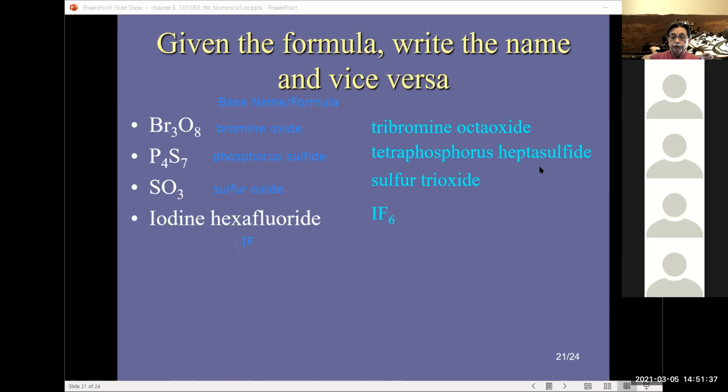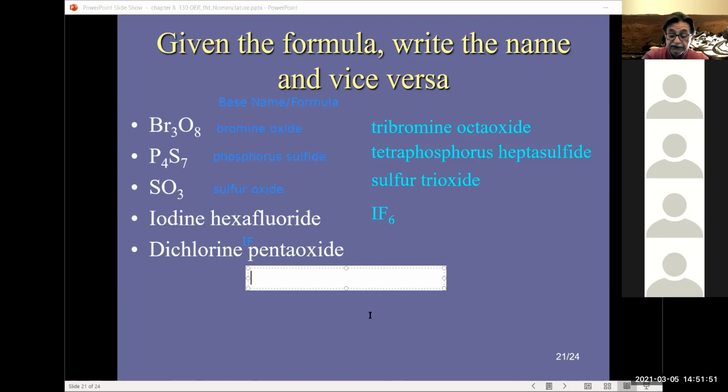Okay. All right, here's another one. Dichlorine pentoxide. Dichlorine. So we write the base formula. Okay, notice chlorine, that's telling you that Cl is in the center, and then oxide, pentoxide. So there's the base formula. Go back and add the prefixes. There's 2 chlorines and 5 oxides.